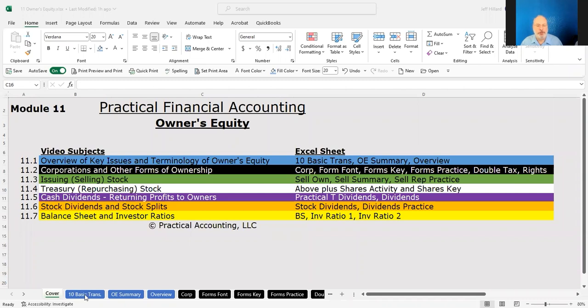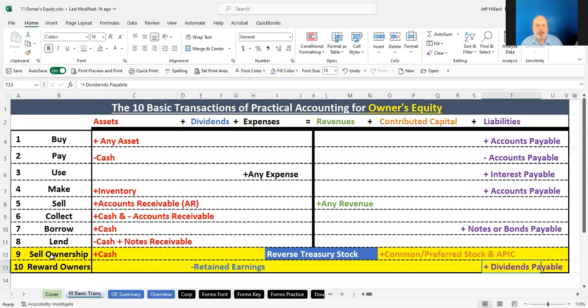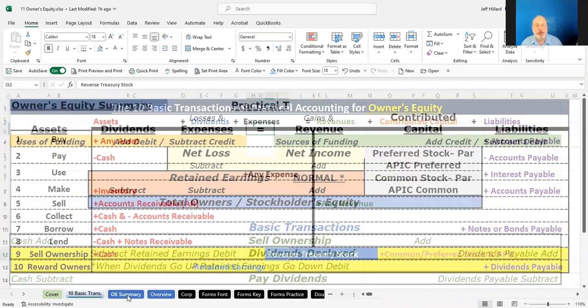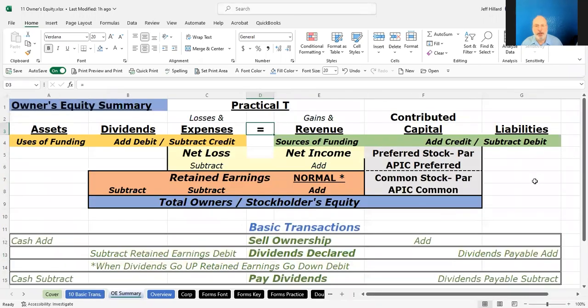We're starting off with the last two of the 10 basic transactions, sell ownership and reward ownership. And then we're going to very cleanly do a reverse, which is treasury stock, and show you that it is just that one backwards. Then we're going to put it back into the practical T. Really, we're taking up the whole middle of the practical T with this. We spent a lot of time in assets and liabilities, but now we're doing owner's equity and how all the pieces fit together with the 10 basic transactions.